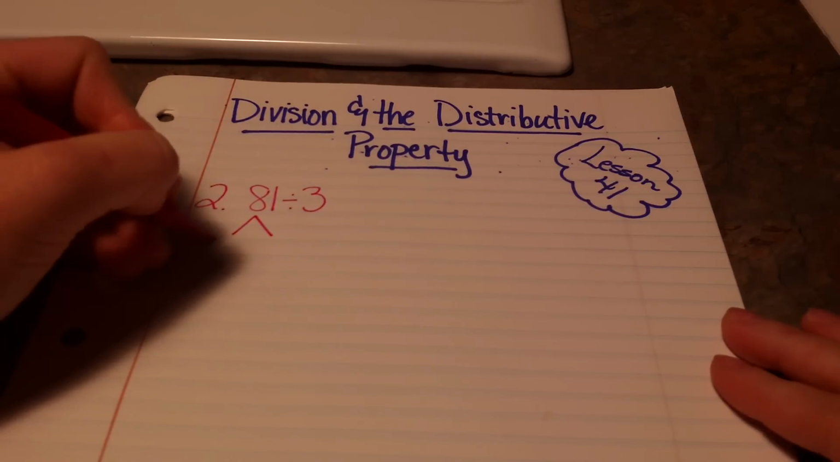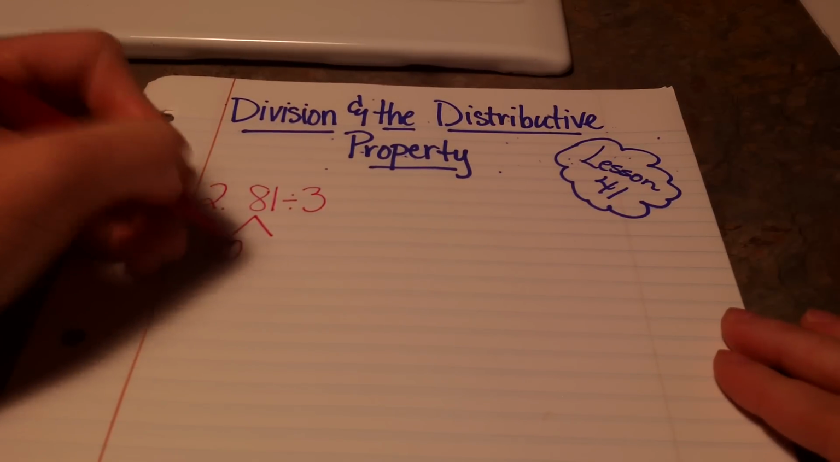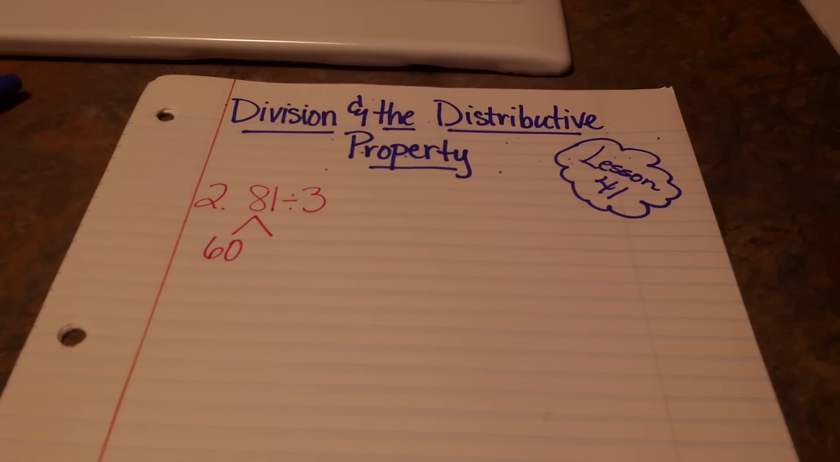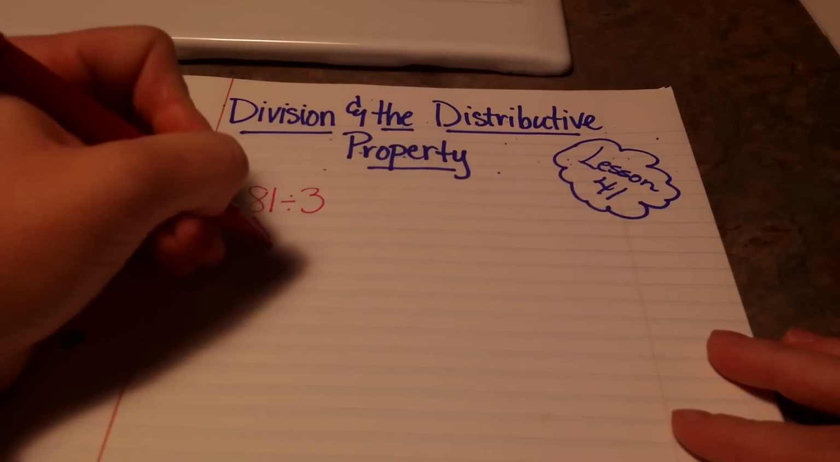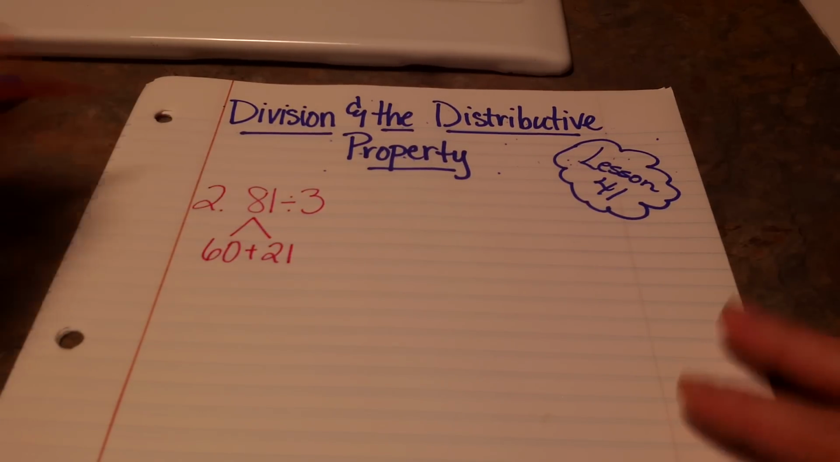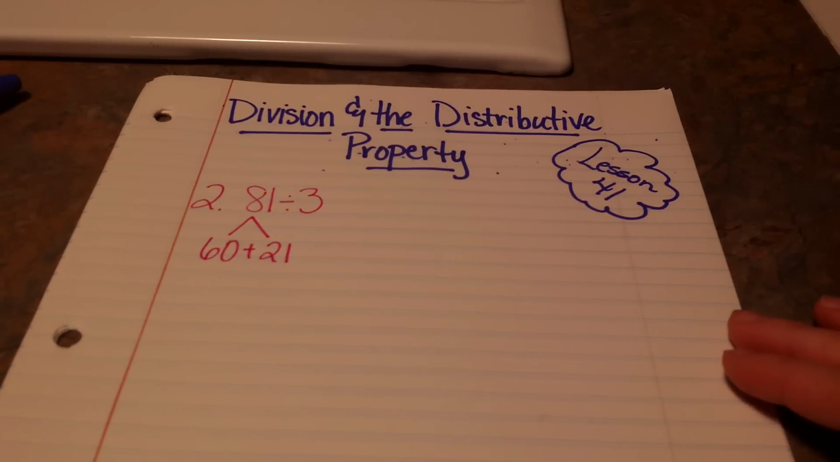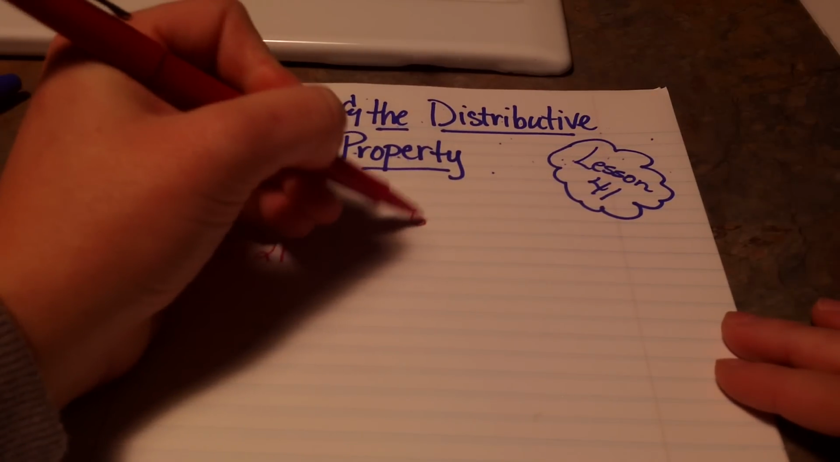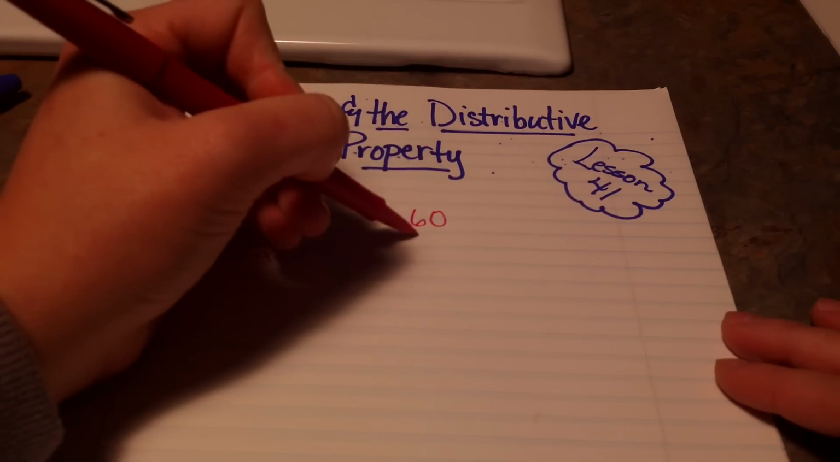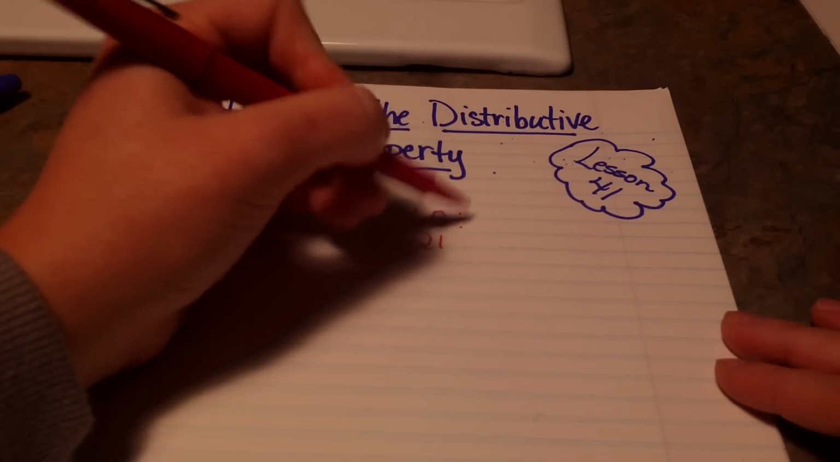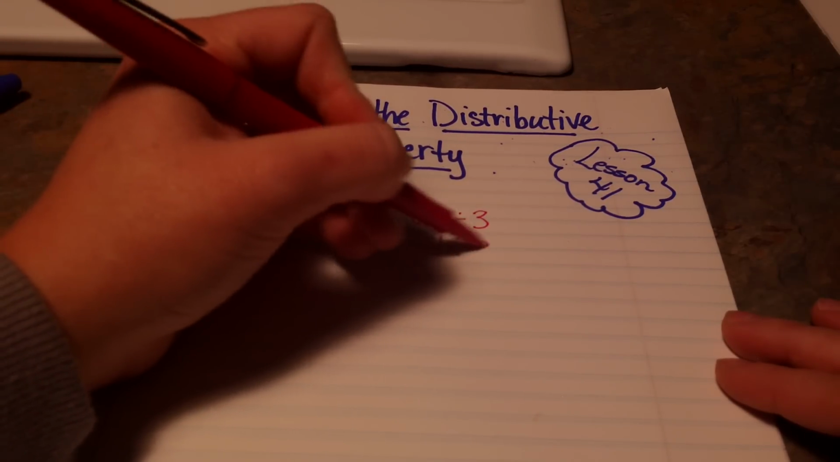So I know that 6 is a multiple of 3, so 60 must be a multiple of 3. And 60 plus 21 will get me 81, and 21 is a multiple of 3. So both of those numbers work for breaking this apart. And then my next step is to divide both of those by 3. So 60 divided by 3 and 21 divided by 3.